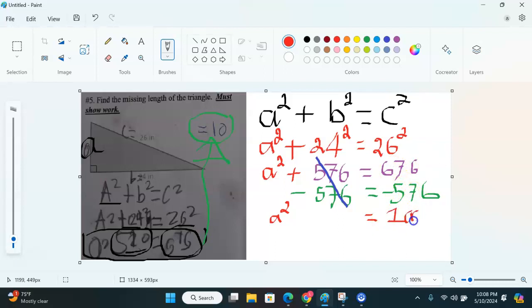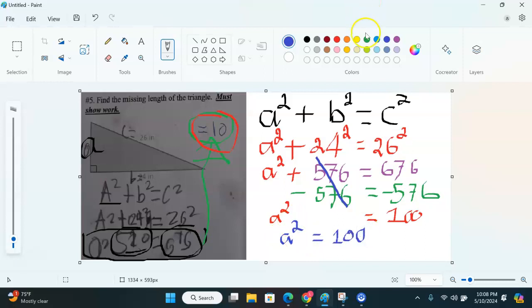Okay. Now by now you know where the 10 comes from. Because it says a squared equal to 100.